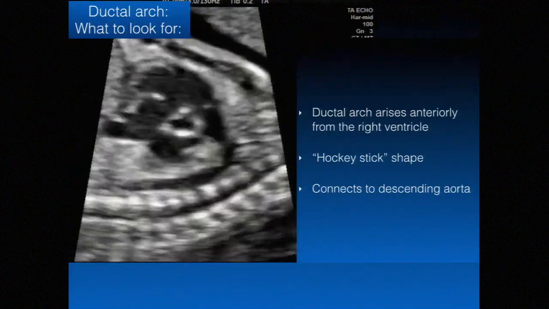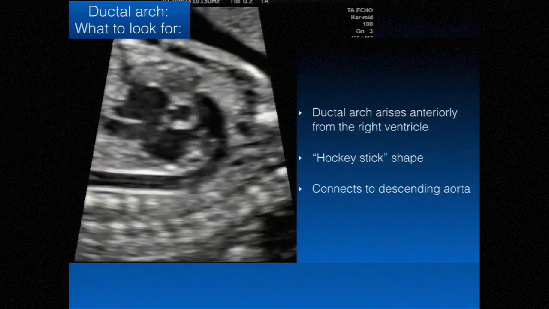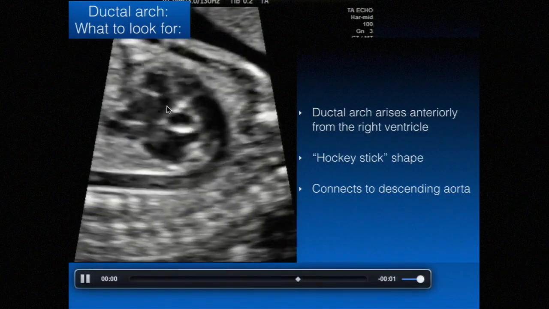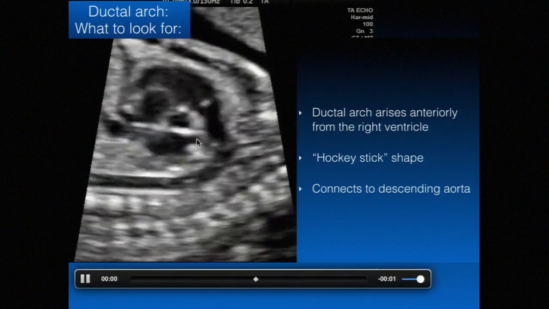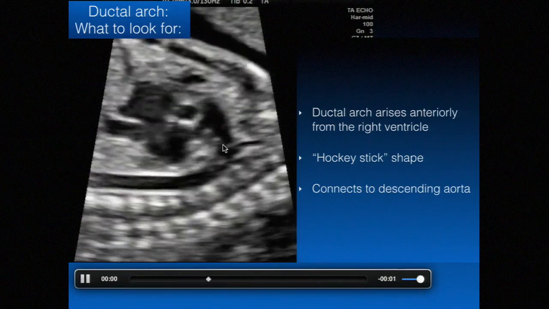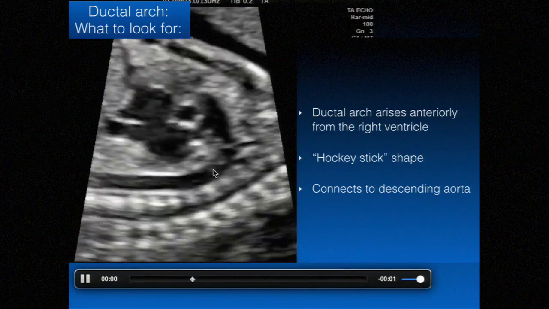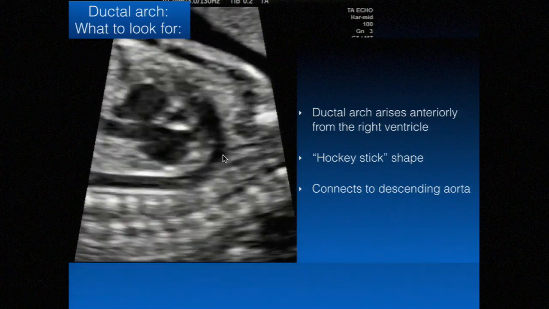Your ductal arch just takes a little bit of a tweak to the probe to move into this, and it has a little bit of a different configuration to it. In this view as well, we can also appreciate the two branch PAs, so right PA, left PA, ductus. So this is a really nice view to confirm that you have a nice wide open ductus arteriosus. And it should be connecting to the descending aorta.